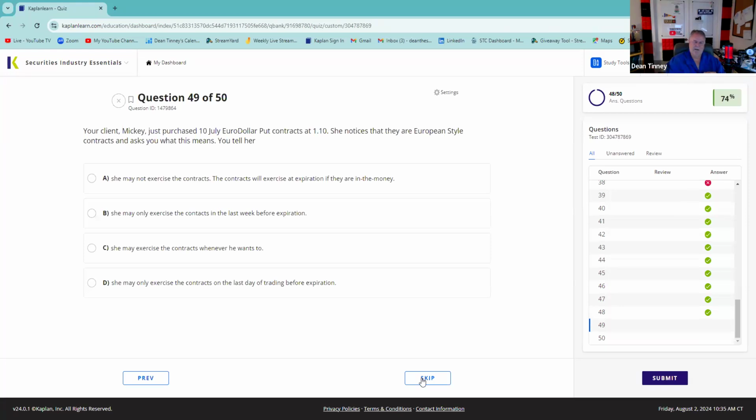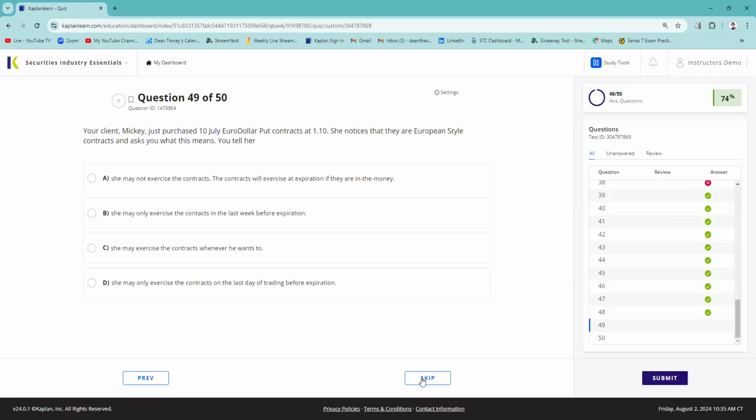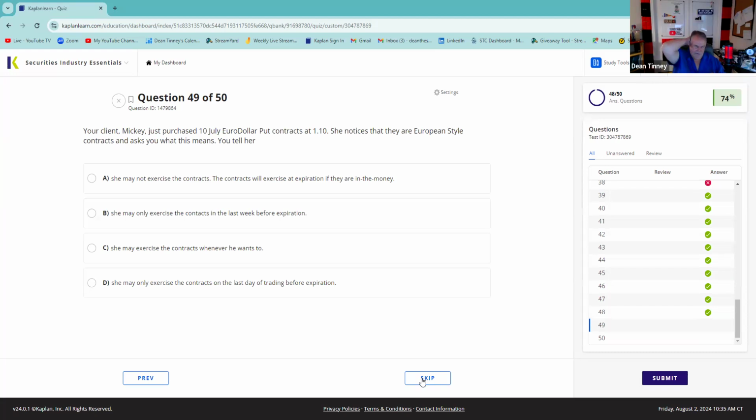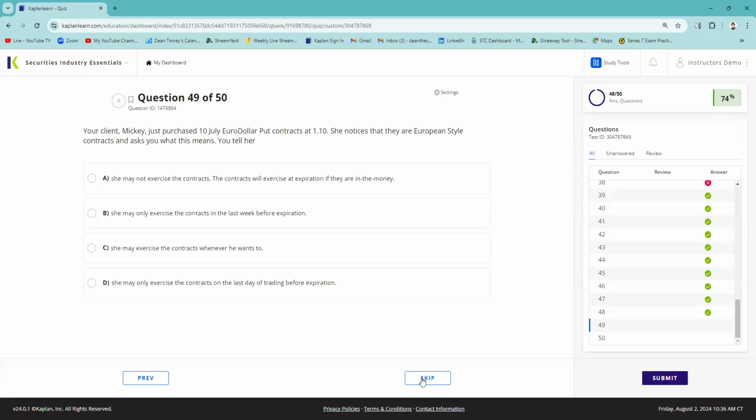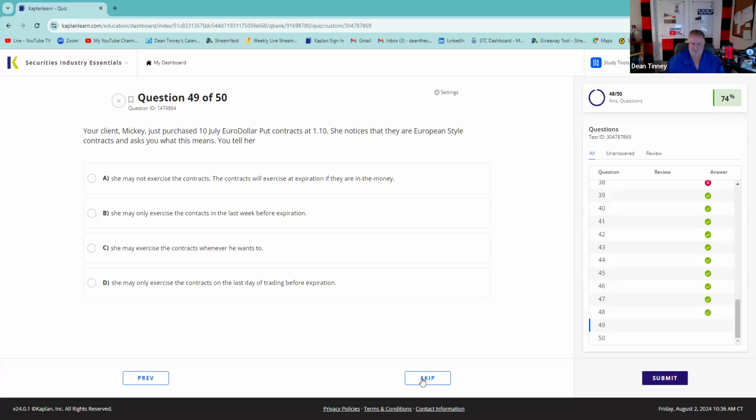Your client Mickey just purchased 10 euro-dollar put contracts. So he has a choice to put the euro-dollar at 110. She notices they're European style. This is testable, to know the distinction between American style and European style. I told you most of the option questions are recognition like this. And so this is asking you what European style means.